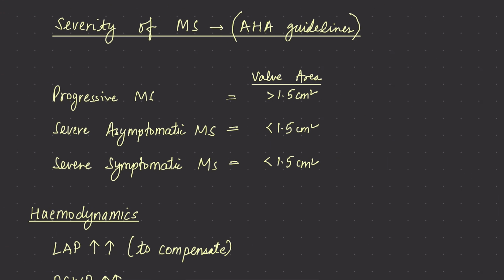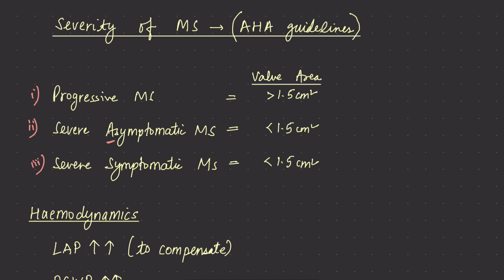Now, according to AHA guidelines, previously the classification of the severity of MS was a bit different. From the last 2 to 3 years, there are new AHA guidelines for the severity of MS. We have to classify MS into three categories. First is progressive. Second is severe but asymptomatic. Third is severe and symptomatic MS. These are the three severity classes of mitral stenosis.